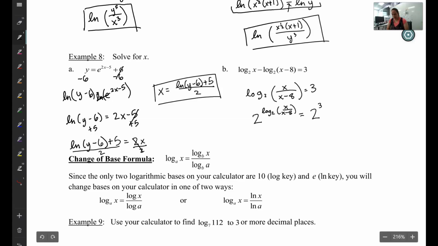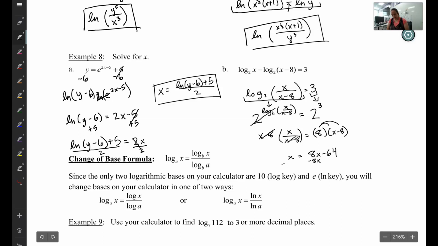So 2 to the cubed. So the left-hand side goes into this exponent. The right-hand side goes into that exponent. Now the 2 and the log base 2 cancel. I have x over x minus 8 equals, well, I know 2 cubed is 8. So let's multiply both sides by x minus 8. So I get that out of the denominator. Distribute my 8. So I got 8x minus 64.